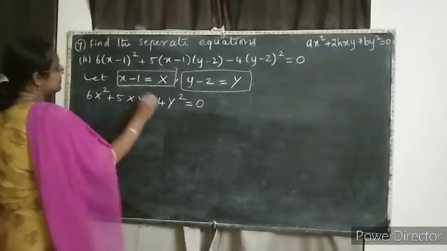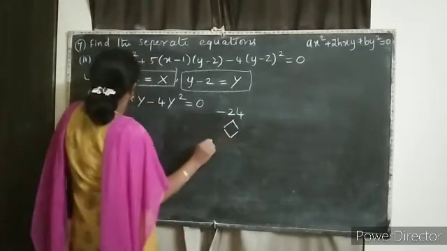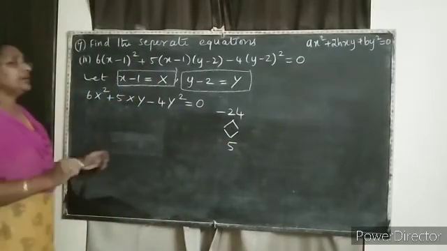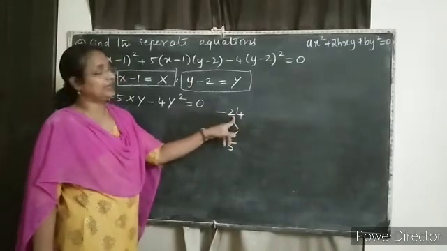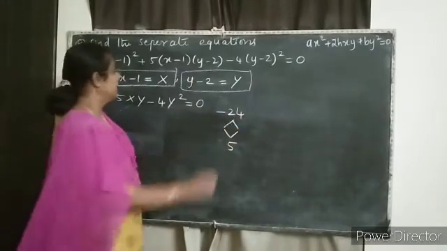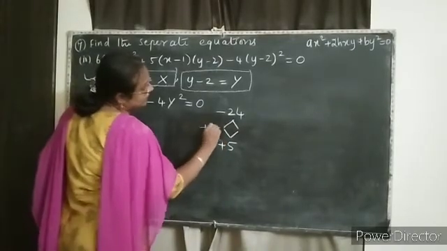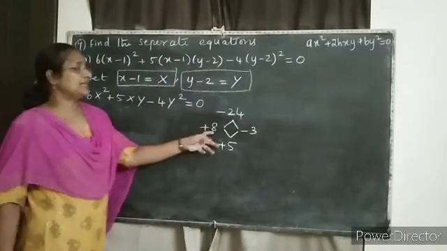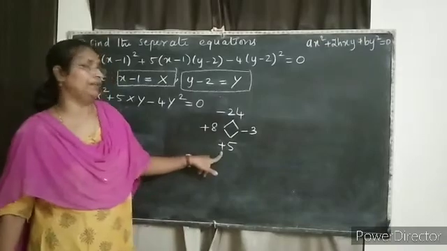Okay. So 6 into minus 4 will give you, okay, now look into this, minus 24. When I take the product I should get minus 24. When I add I should get 5. So the plus 5, isn't it? So I'll get the values of plus 8 and minus 3. Do you agree? Plus 8 minus 3 will give you minus 24. Plus 8 minus 3 will give you plus 5.